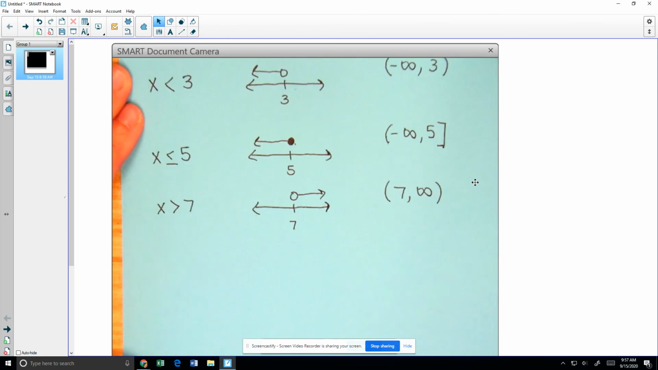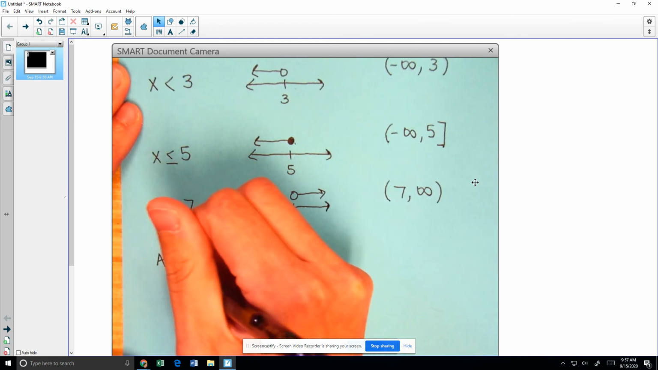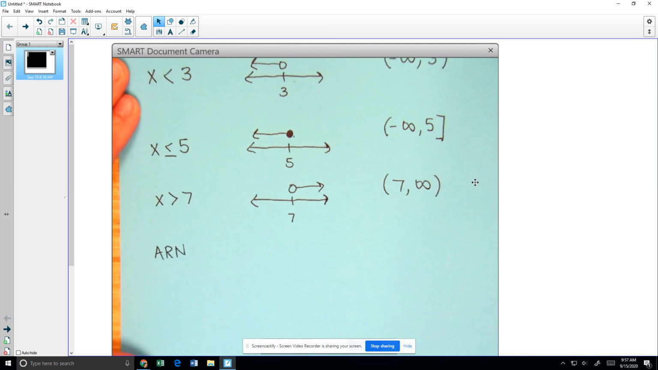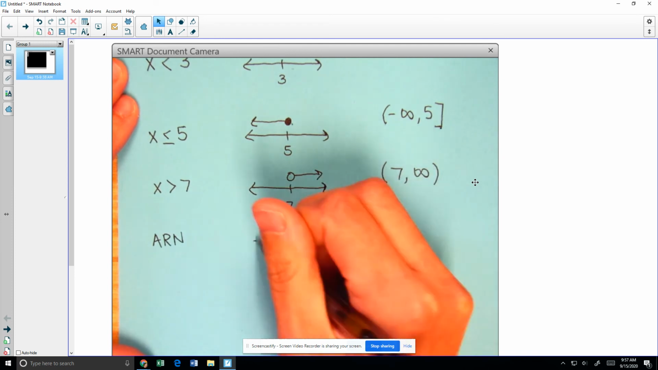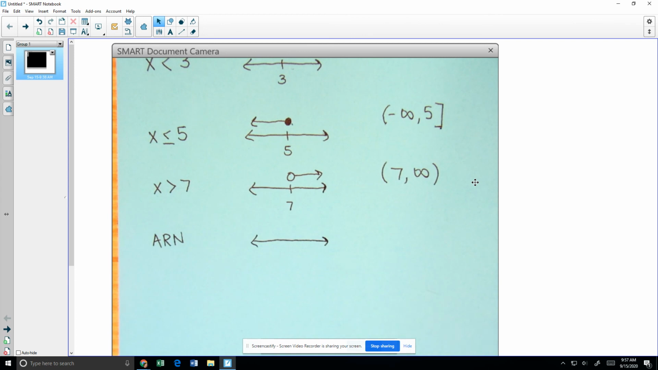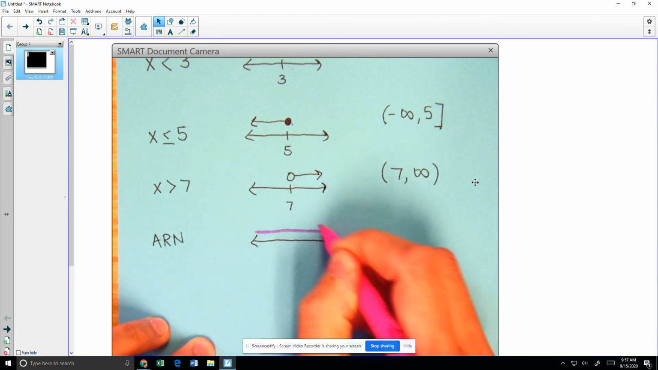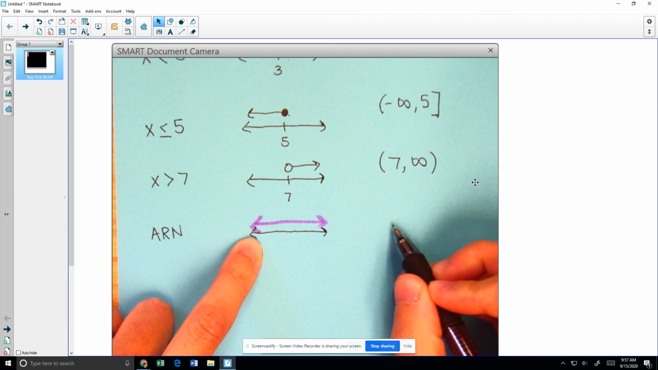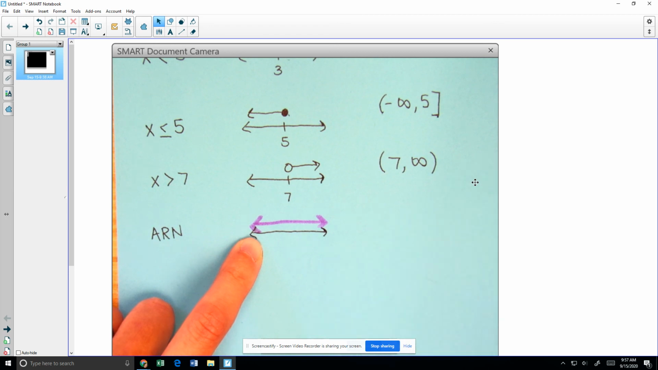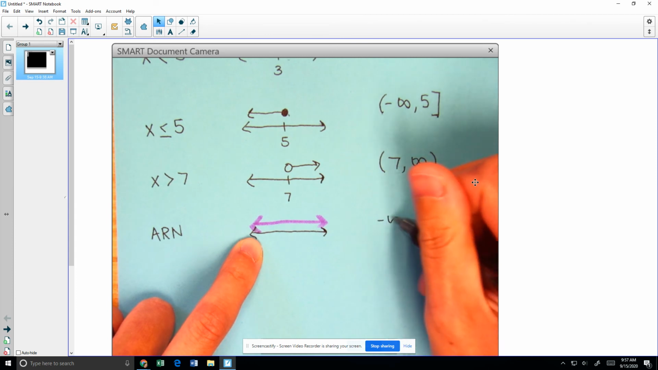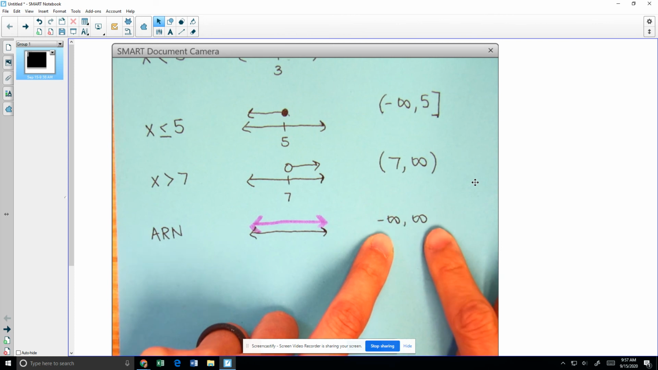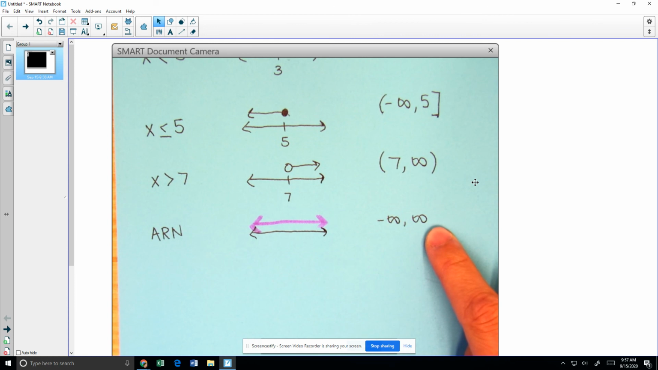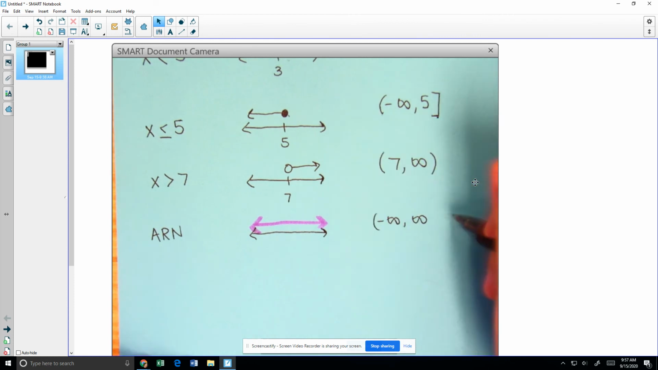Okay, I have a trick question. What if your answer is all real numbers? Remember, all real numbers means every single number on the number line. So that's what my picture looks like. How do I write that then? Negative infinity, positive infinity. And then would it be brackets or parentheses? What does that look like? Parentheses, because they're not specific.